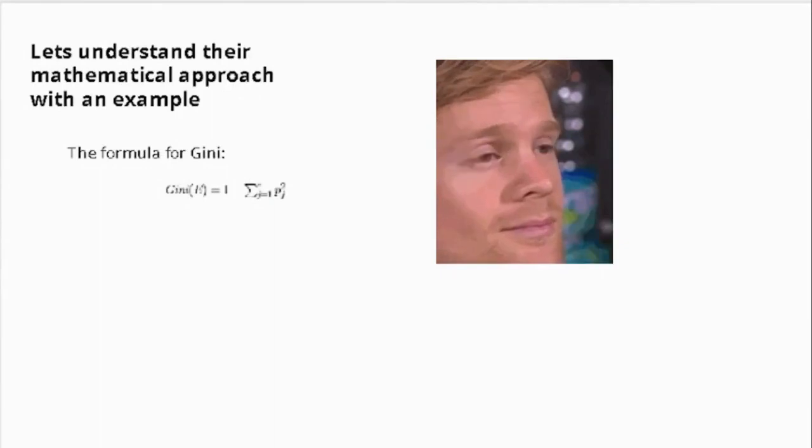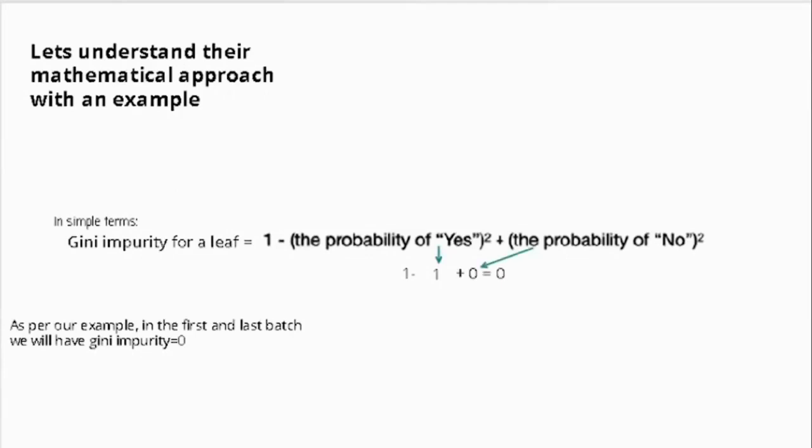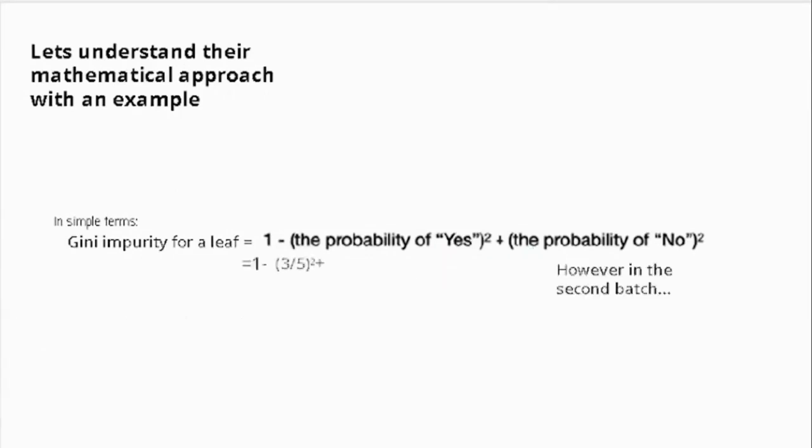This is the formula of calculating GINI impurity. Okay, here is the formula in simple terms. As per our example, in the first and last batch, we will have GINI impurity equal to 0, indicating a pure split. However, in the second batch, our GINI impurity comes out to be 0.48.